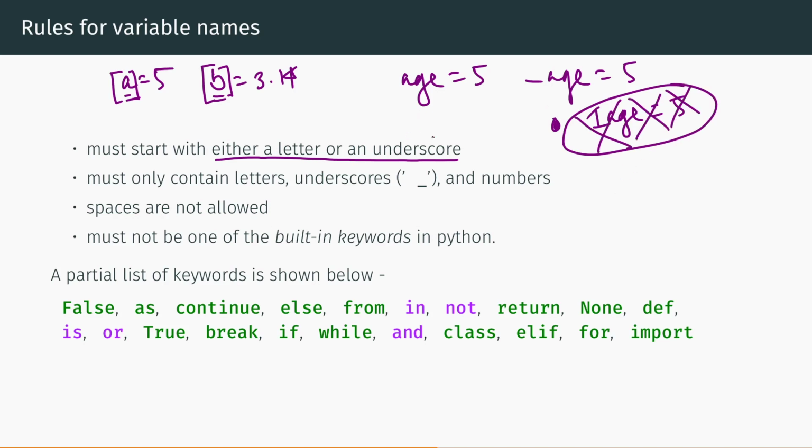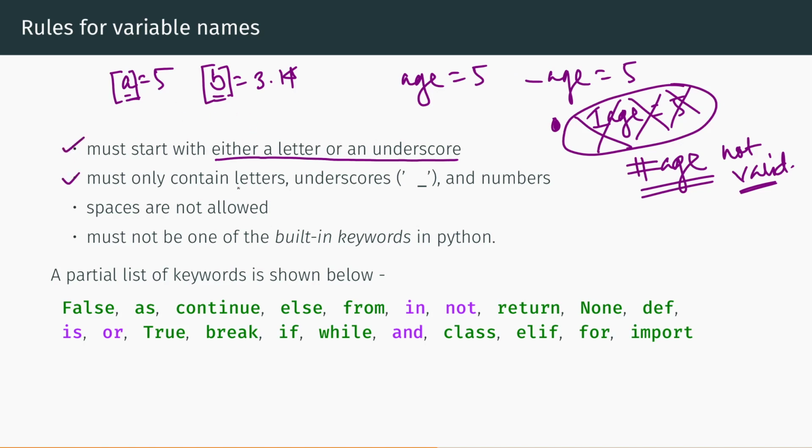You also cannot start a variable name with a special symbol. So you cannot say, for example, #age. That is not valid. So the name of the variable must start with either a letter or an underscore. That's the first point.